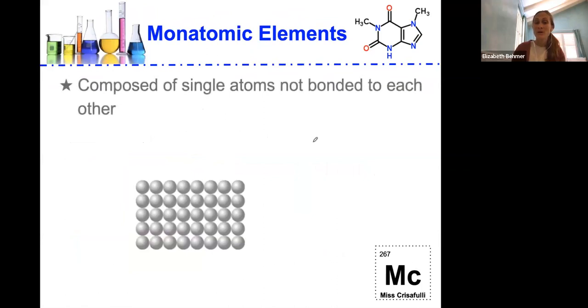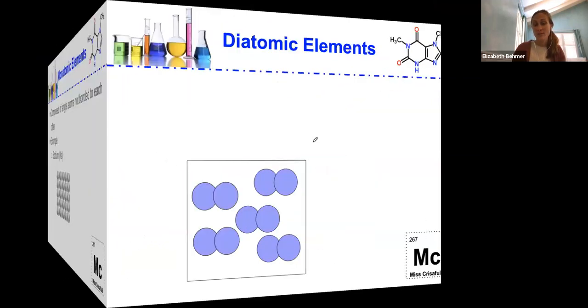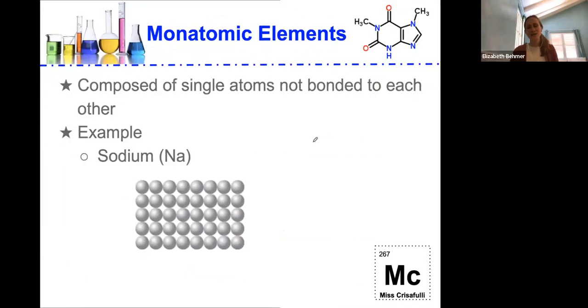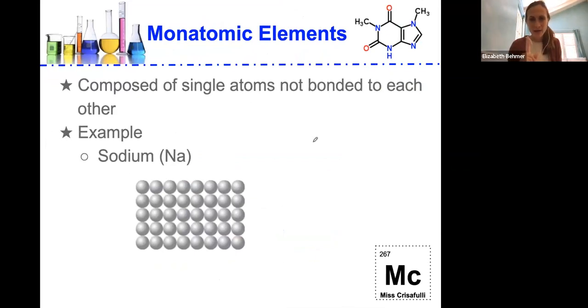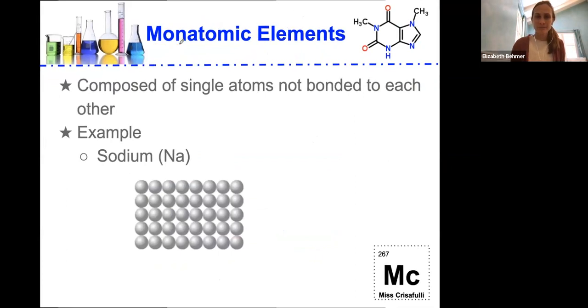Monatomic elements are composed of single atoms not bonded to each other. So for example, sodium is an example of a monatomic element, a single atom not bonded to each other. So an example of a monatomic element is sodium. The prefix mono means like one.